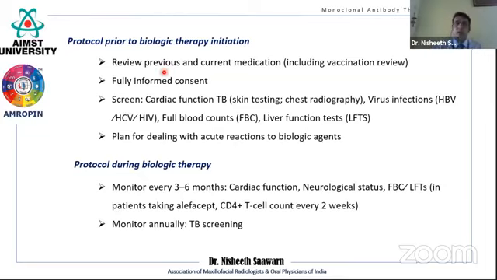So basically, you have to review all previous and current medications, including vaccination. You have to obtain fully informed consent. You have to screen for cardiac function, tuberculosis, viral infections, full blood cell counts, and liver function tests. And you have to be planned and ready for dealing with the acute reactions to biological agents. During biological therapy, you have to monitor every 3 to 6 months cardiac function, neurological status, blood count, liver function test, and CD4 cell counts. And tuberculosis screening has to be done annually. These were the guidelines for general use.